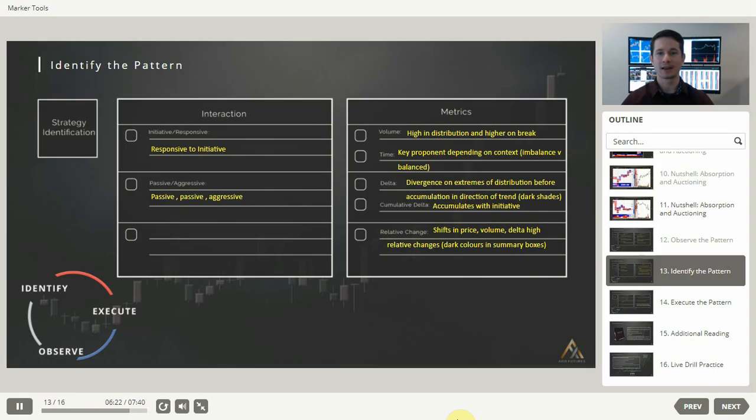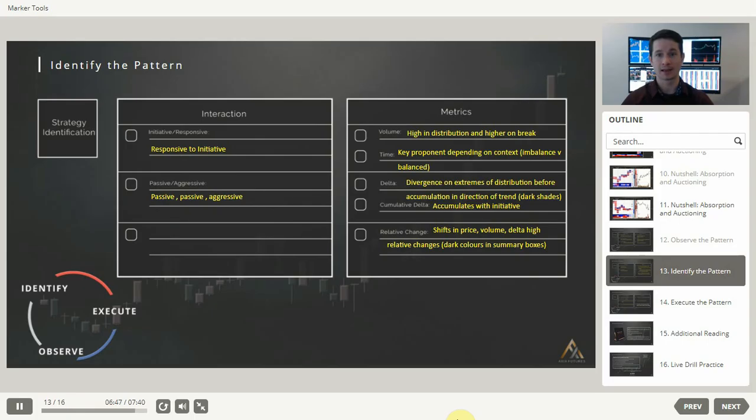And lastly, we want to talk a little bit about the relative shifts, the relative changes, whether that's to price, volume, delta, any kind of color changes, whether it's in the summary box at the bottom of the footprint or on the footprint itself. You want to highlight any kind of relative changes that occurred whilst you're observing the strategy. Okay, so that's how you'd identify the pattern.